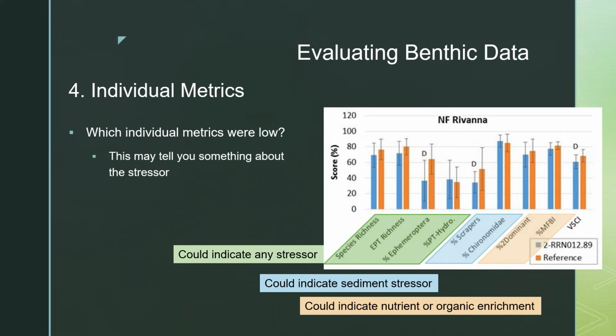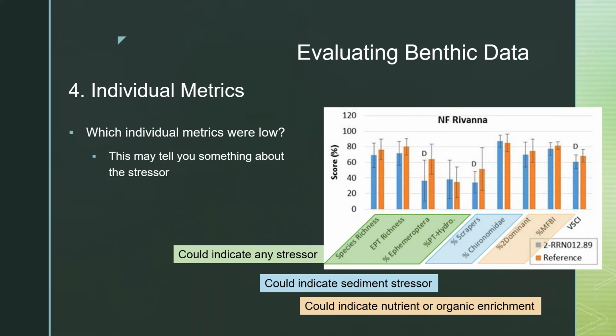Now we can also look at individual metrics. Okay, the VSCI score is a multi-metric indicator. It uses individual metrics that are combined and averaged to come up with the total score. But there's information to be found within those individual metrics as well. And they may tell you something about stressors.